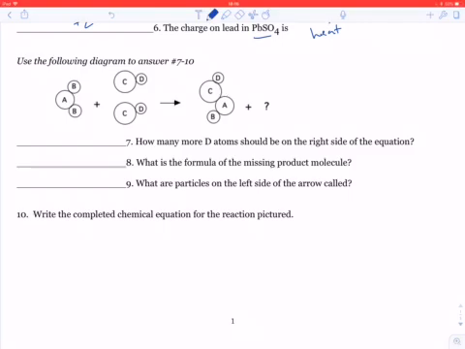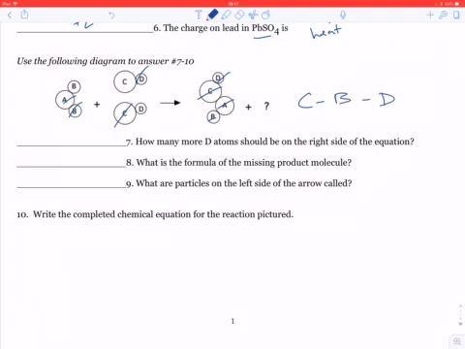I guess you could do this. So use the following diagram to answer. So we have A, B, C, and D. What else must be going on? So if I have an A accounted for on both sides, one C accounted for, one B accounted for, and one D accounted for, what's left over here would be some sort of C, B, D.